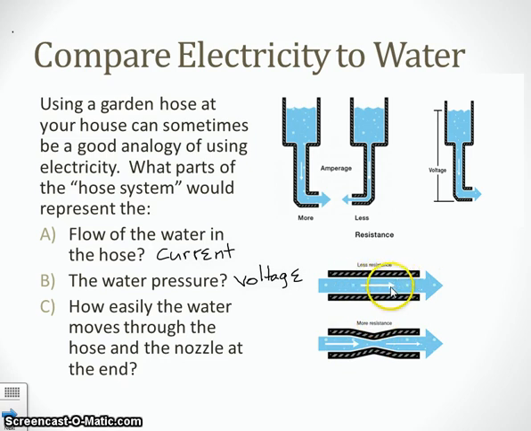Well, in electricity, it's very similar. A wider wire or a thicker wire can allow more current to flow through since the resistance is less. So how easily the water moves through the hose is a measure of, or that's analogous to, electrical resistance.